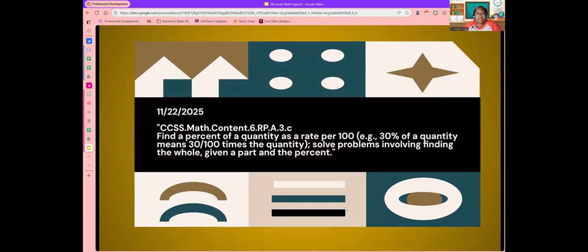For this objective, we have find a percent of a quantity as a rate per 100. For example, 30% of a quantity means 30 over 100 times the quantity. Solve problems involving finding the whole given a part and the percent. So now that we have the objective, let's look at an example problem.